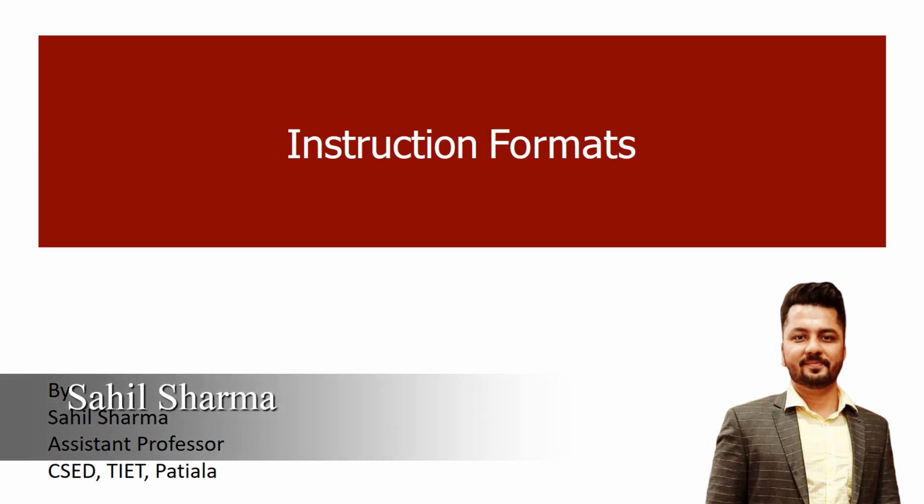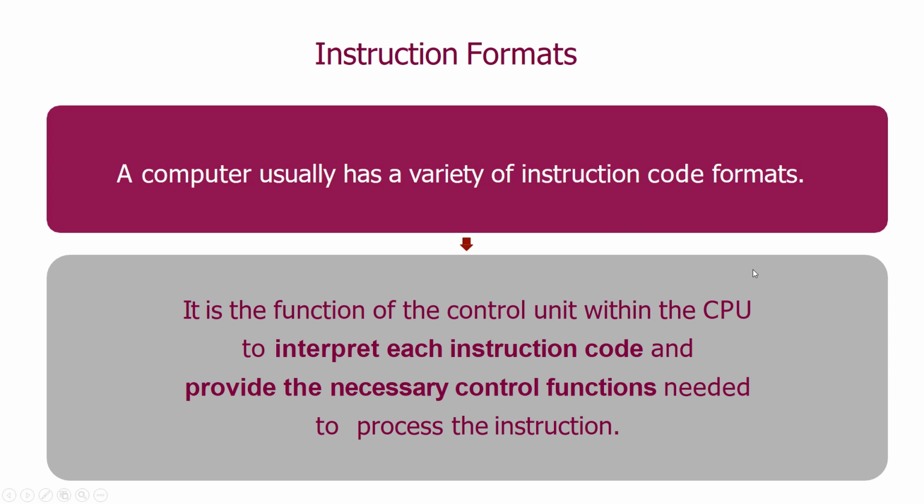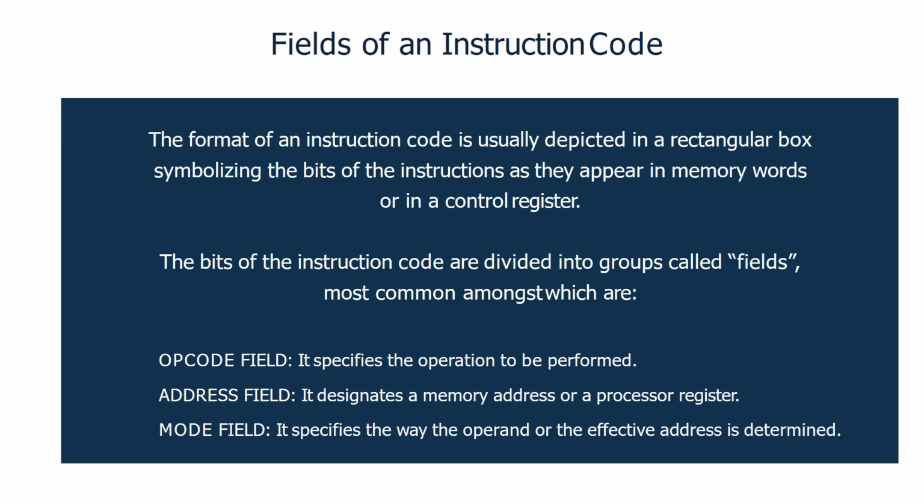In this video, we are going to study instruction formats. A computer usually has a variety of instruction code formats. It is a function of the control unit within the CPU to interpret each instruction code and provide the necessary control functions needed to process the instruction. So the CPU will interpret what the instruction code means, and then the control functions will act upon it.